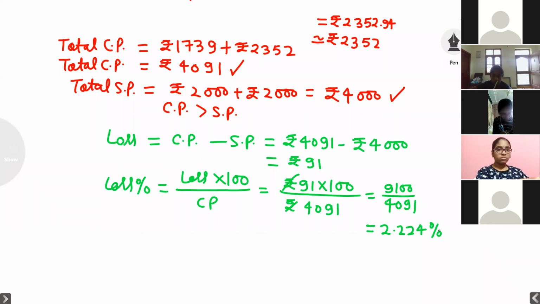This is the 4 marks question they are asking in the exam. The question is not tough, student. Firstly, I want to find out CP for the first item, CP for the second item, total CP, and total SP. After that, I want to check whether CP is greater than SP or SP is greater than CP. If your CP is greater than SP, I want to find out the loss. Loss is equal to CP minus SP. After that, we can find out the loss percentage. I am scrolling down. Check it.